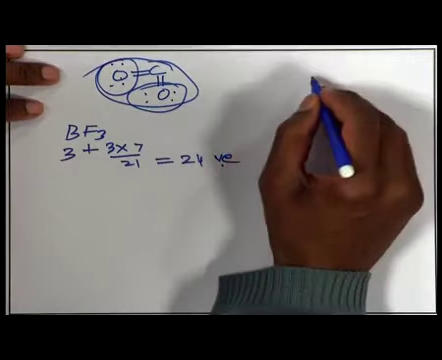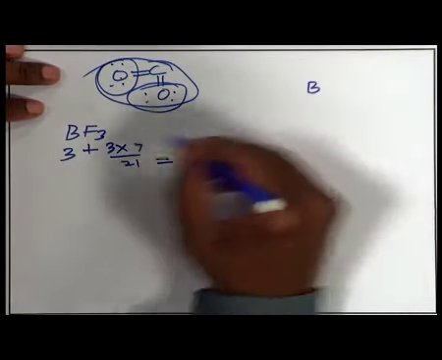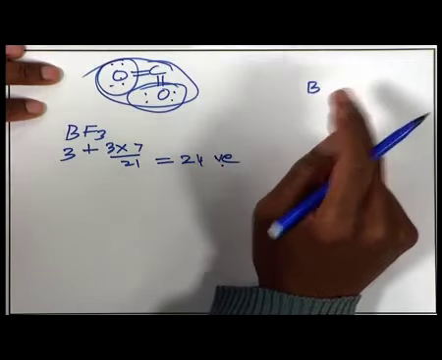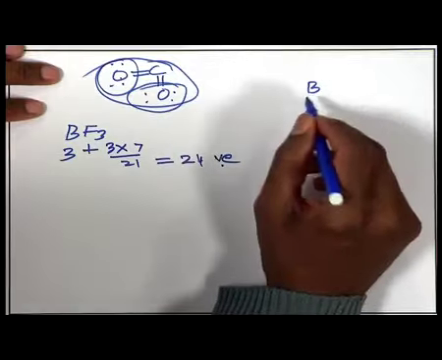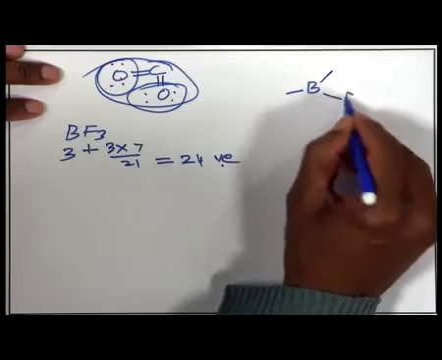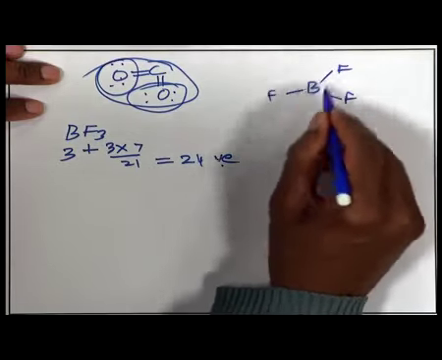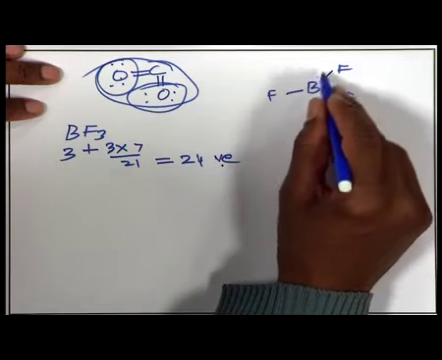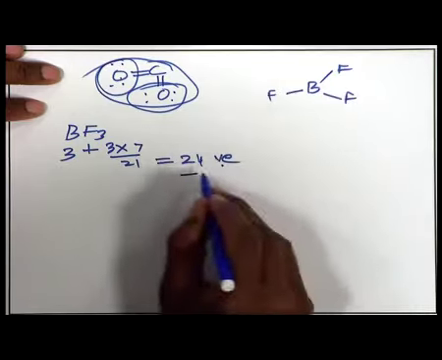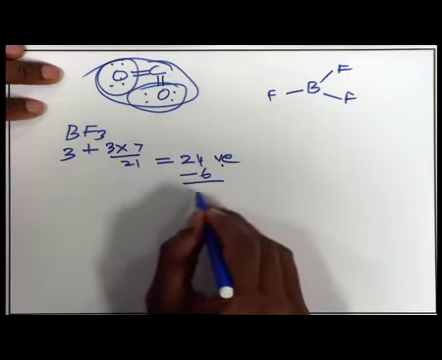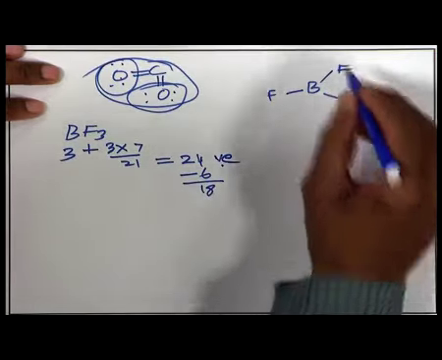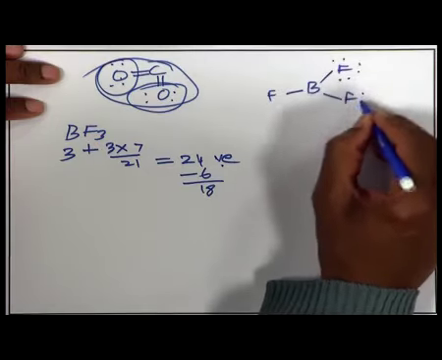So B is the central atom because it has the highest bonding capacity, since it has 3 unpaired electrons. You can arrange the 3 fluorine atoms around the boron atom, with 3 bonds. Each bond is 2 electrons, so 6 electrons are gone. The remaining is 18 electrons. These 18 electrons should be distributed in such a way that each atom has 8 electrons. You can distribute them this way.